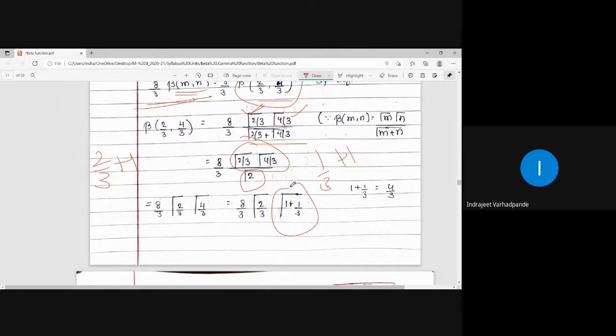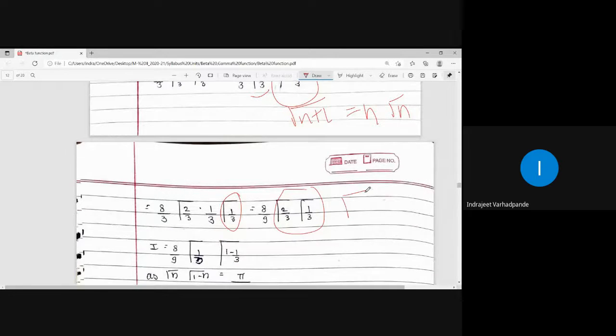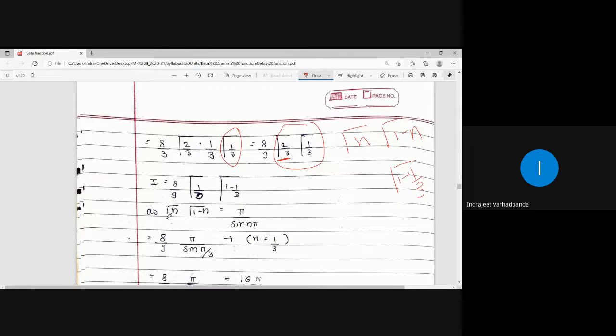So this becomes 4 by 3. Applying gamma n plus 1 as n gamma n, you are now left with the terms gamma 2 by 3 and gamma 1 by 3. For gamma 2 by 3 and gamma 1 by 3, you can use gamma n into gamma 1 minus n. 2 by 3 can be written as 1 minus 1 by 3, right? So I can use the property.